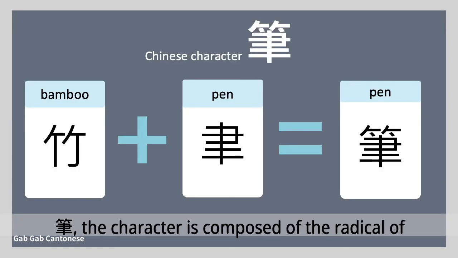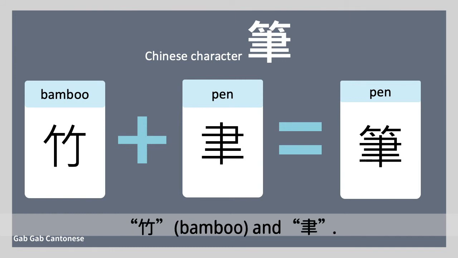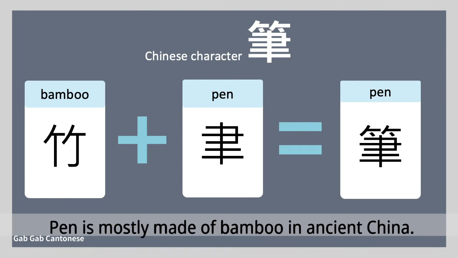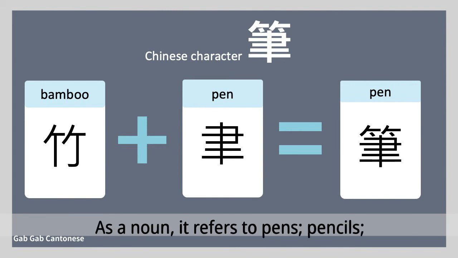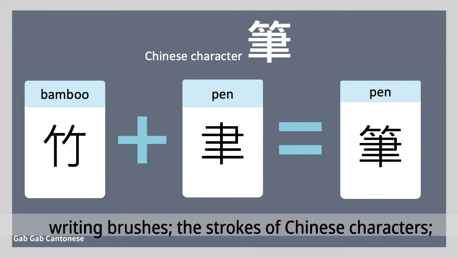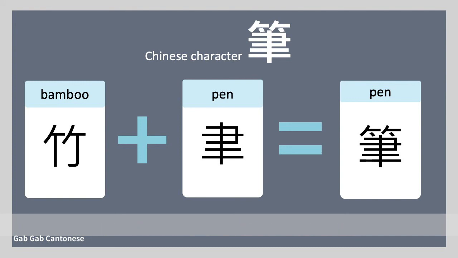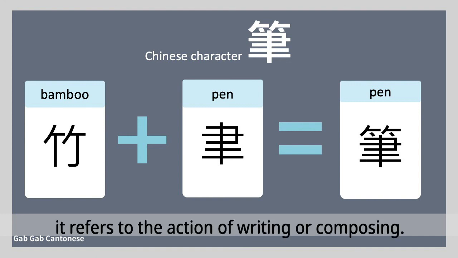The character 筆 is composed of the radical of 竹, bamboo, and 聿. 聿 depicts a hand holding a pen, meaning pen. Pens were mostly made of bamboo in ancient China. As a noun, it refers to pens, pencils, writing brushes, the strokes of Chinese characters, and the classifier for sums of money. As a verb, it refers to the action of writing or composing.